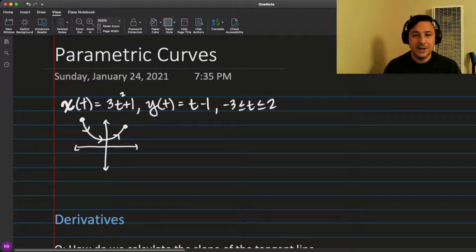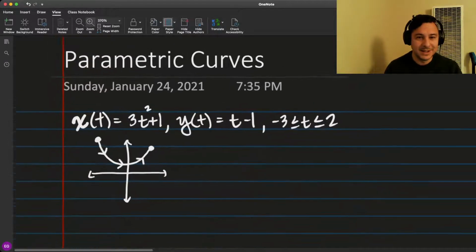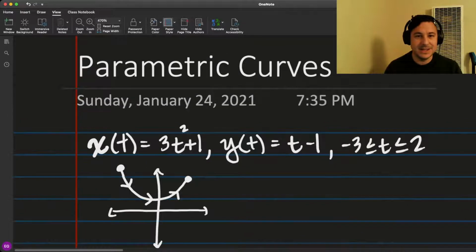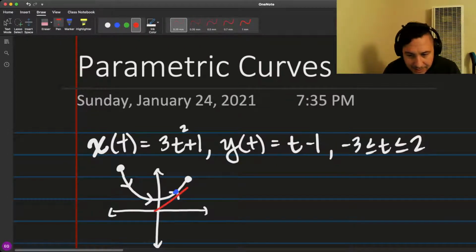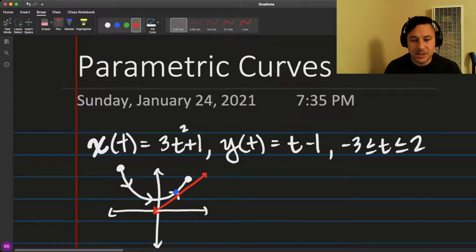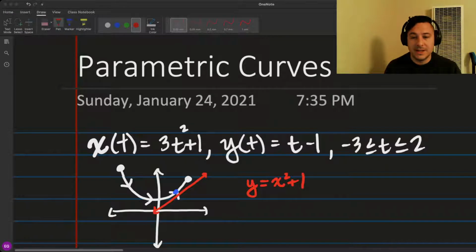Okay, so let's zoom in a little. You could basically specify a point. You could say, hey, right here at this point, what's the slope of the tangent line? Now if you had the rectangular equation, let's say it was y equals x squared plus 1, it'd be pretty straightforward to find the slope of the tangent line. What exactly would you calculate to find the slope of the tangent line? What is the thing that you're going to need?